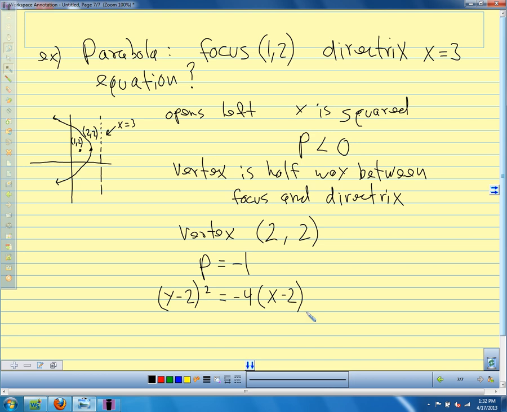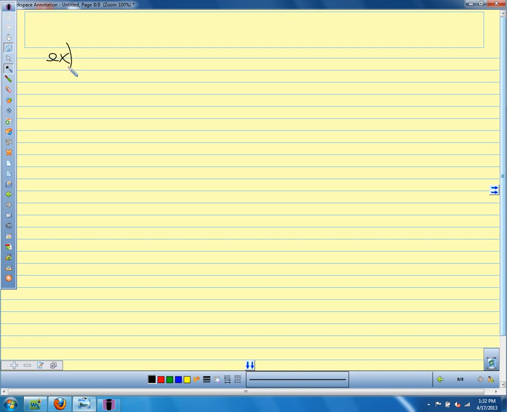So again, p tells us how far the vertex is from the focus, and how far the vertex is from the directrix. The vertex is halfway between the focus and the directrix. The focus is always inside the parabola. All right, I have one last example today, another kind of problem that you're going to have to solve with parabolas.